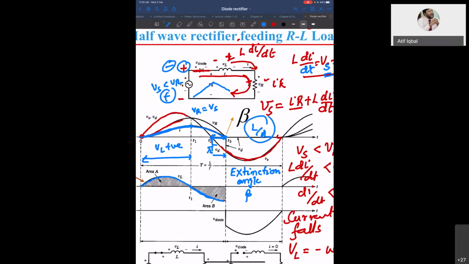It is the ratio of L by R that decides how long it takes for the current to go beyond pi. If L is more compared to R, then the current falls more slowly, but when your inductance is low, it falls quickly. Does this make sense? Yes, doctor. Thank you. So this is the RL circuit behavior.